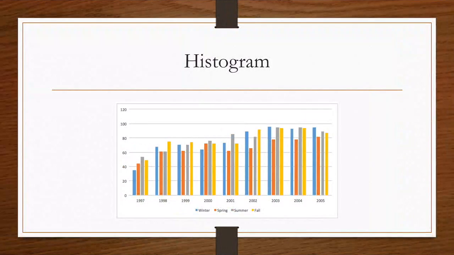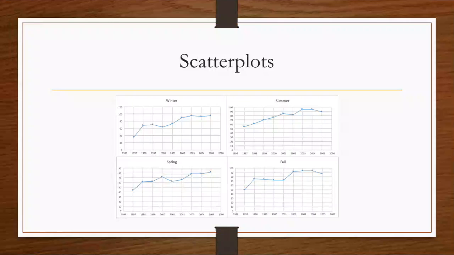Here's the histogram up close again. Blue is for winter, orange is for spring, gray is for summer, yellow is for the fall. As you can see, as the years progress, the number of attendees constantly rises for each seminar. The same can be said for the scatter plots that we made for each seminar. Summer and fall seem to dip down near the end, whereas winter and spring inflect upwards near the end.